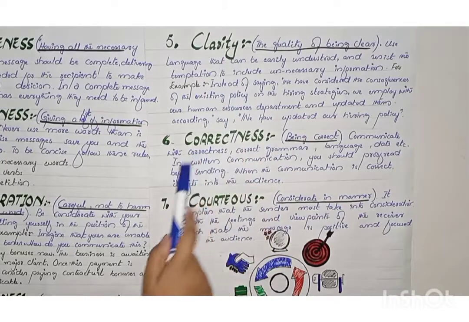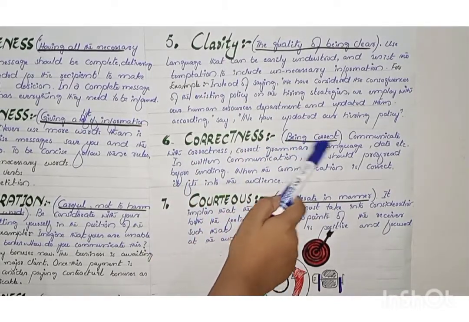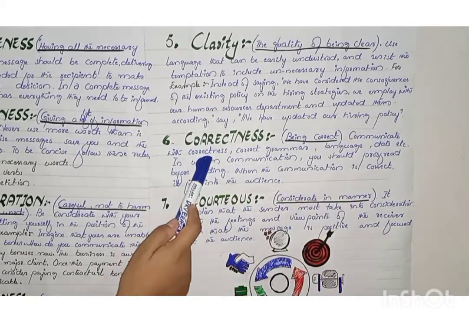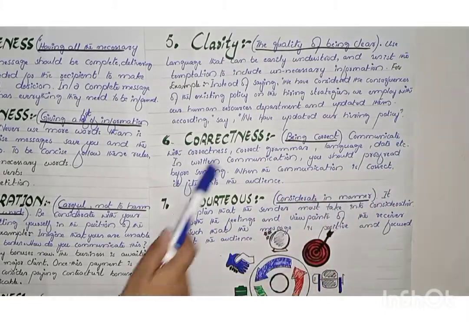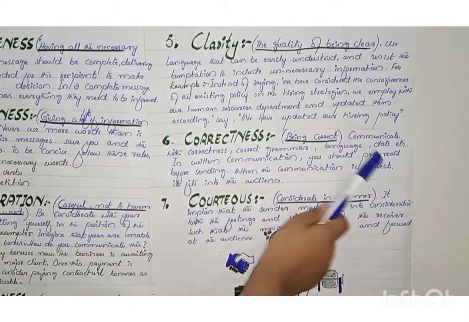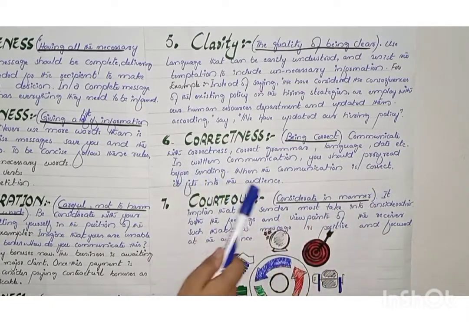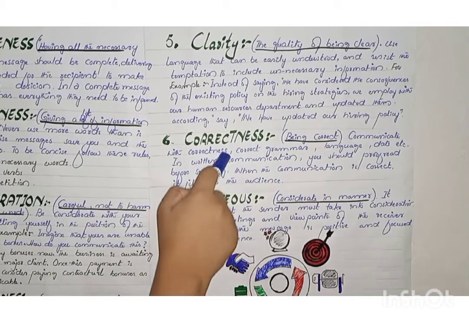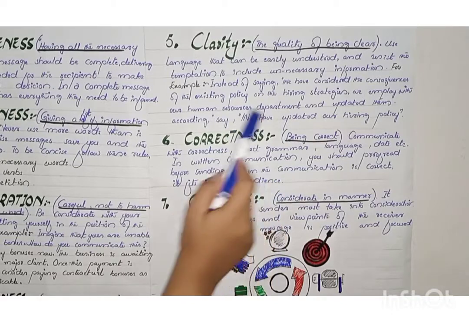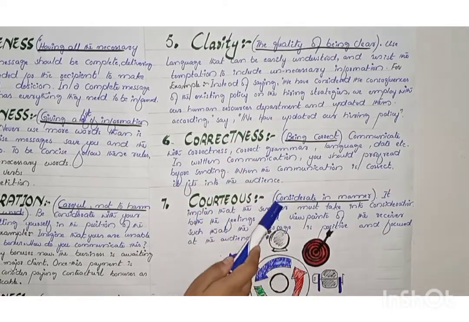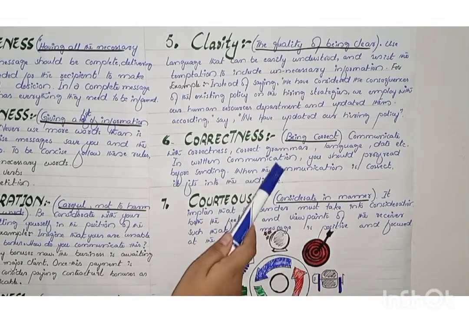And the number six is correctness. Correctness is being correct. Communicate with correct grammar, language, data, and so on. In written communication, you should proofread before sending. When the communication is correct, it fits your audience. Guys, check for grammatical errors, names, and titles, and spelling in your messages, your emails, and your communication.